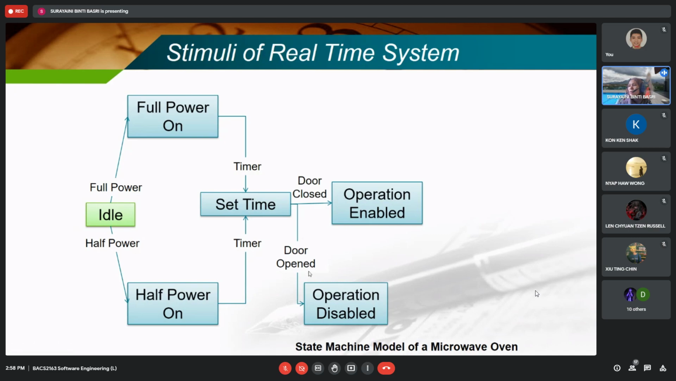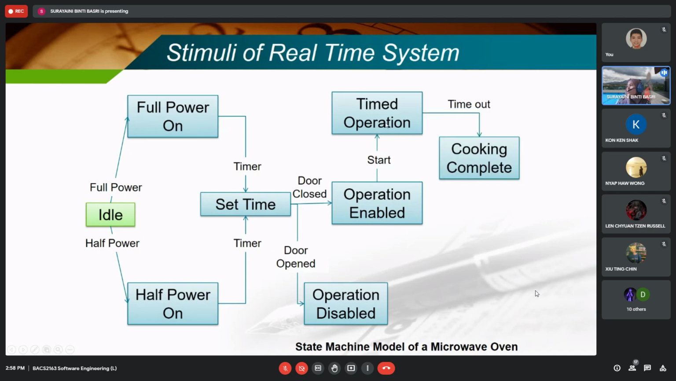Okay, so maybe somebody forgot to pause the timer, and then it will make the operation disabled. If they pause the timer and then directly open the door, it will also make the operation disabled. So when the operation is already enabled, it will start the time operation. When the time is out, then cooking will be complete. And then the microwave will go back to its first step, which is idle.